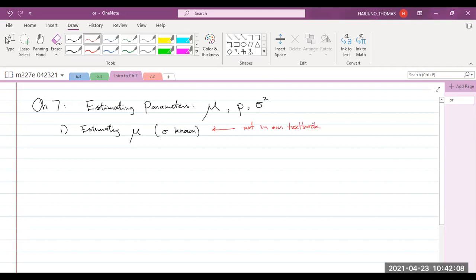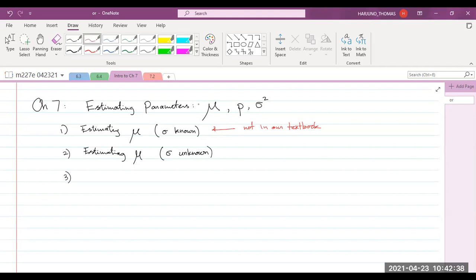But it was in the old edition of our book. Recently, this part was taken out from the curriculum. I don't know what the reason is, but I will still use it because it provides a good template for the second case and the third case. What happens if we are estimating the population mean when sigma is unknown?